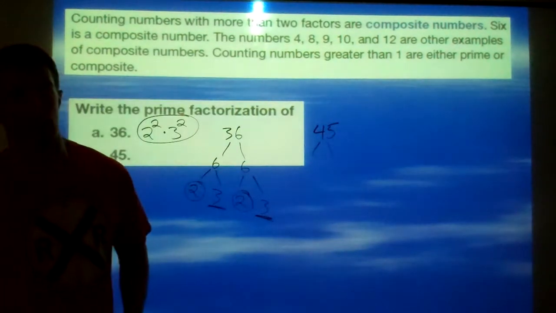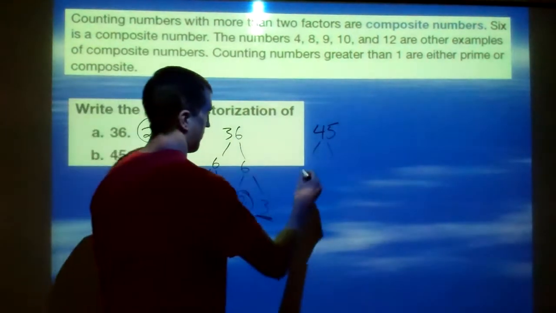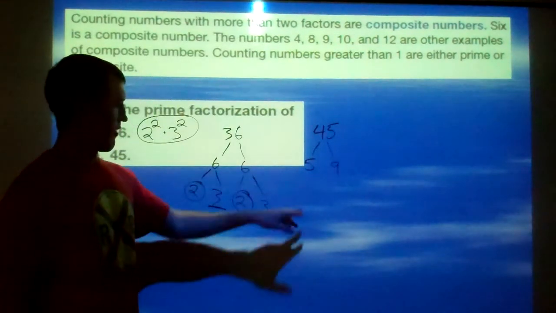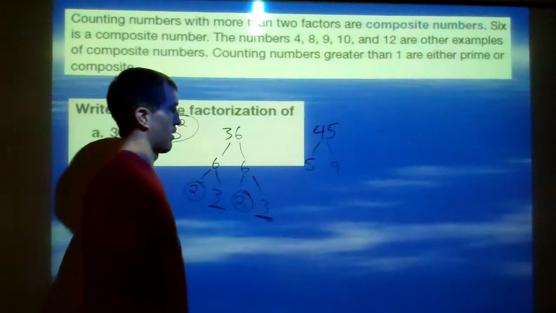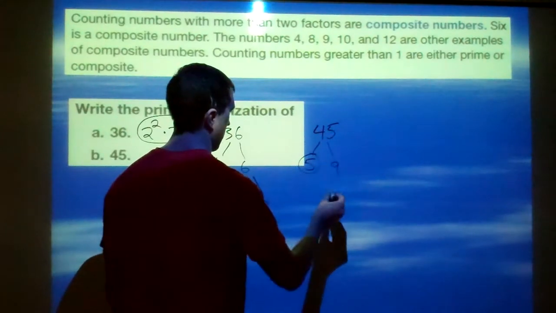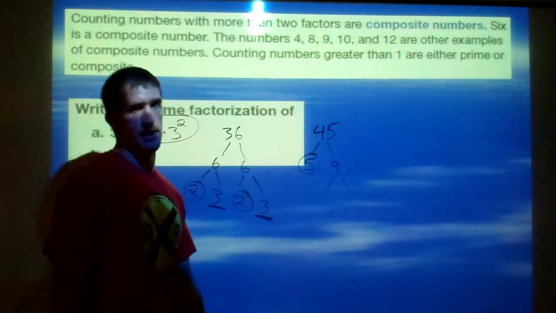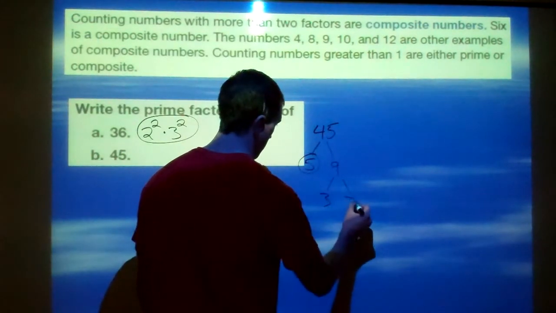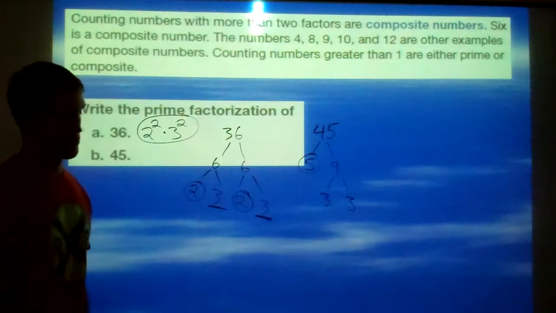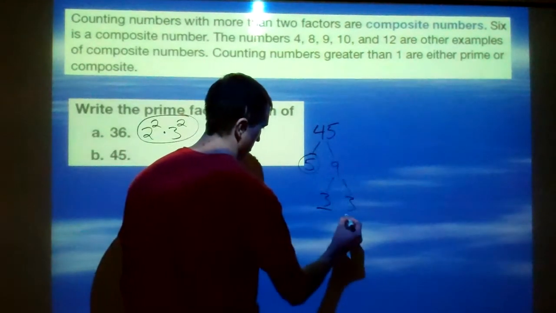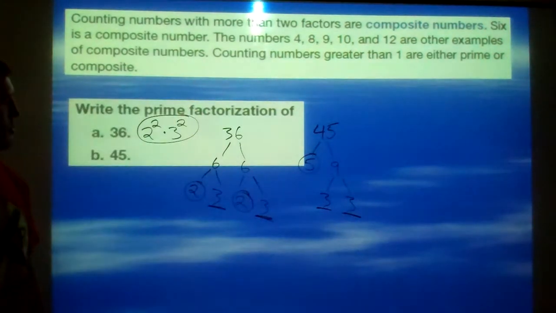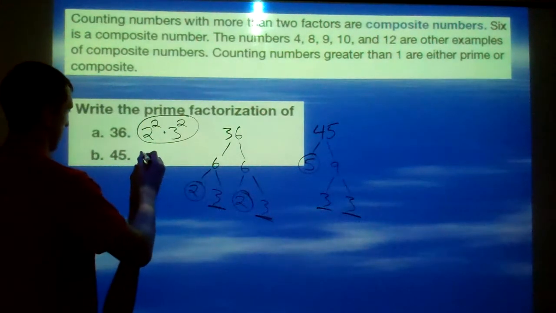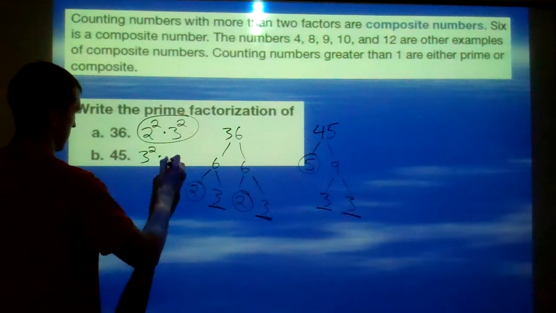45, we can break that down into 5 times 9. Alright, right off the bat we have a prime number here. 5 is a prime number, so I'm going to circle that. And then we've got 9, and 9 can be broken down into 3 times 3. Alright, so 2 more primes, and they happen to be the same number. So 2 3's, so that'd be 3 to the second times 5.